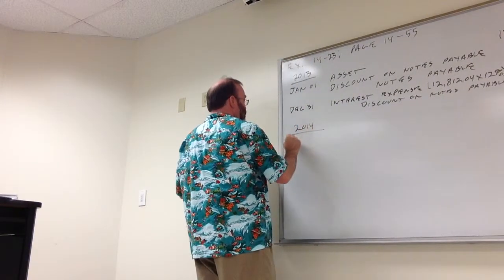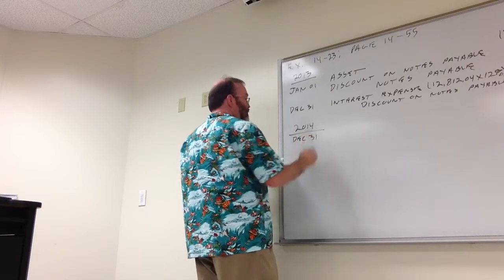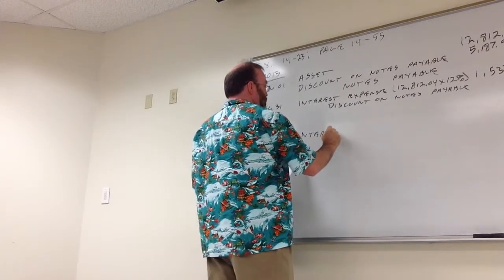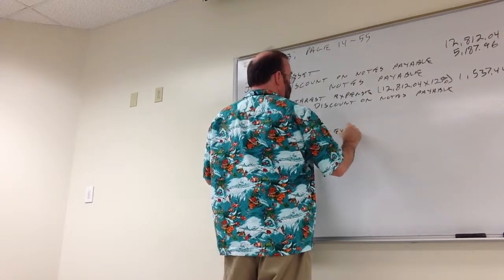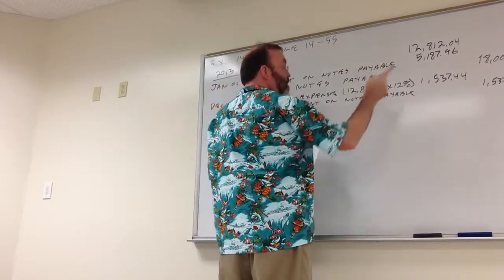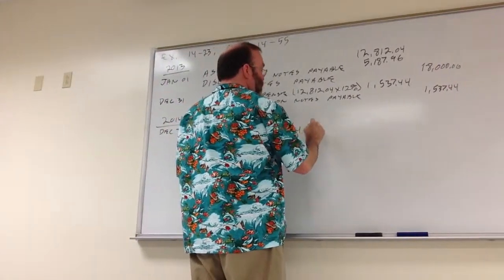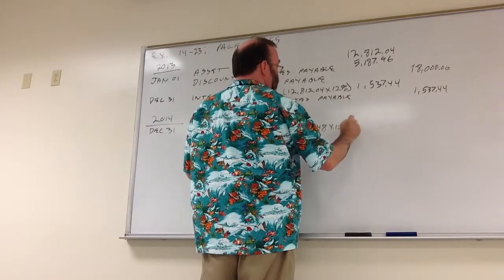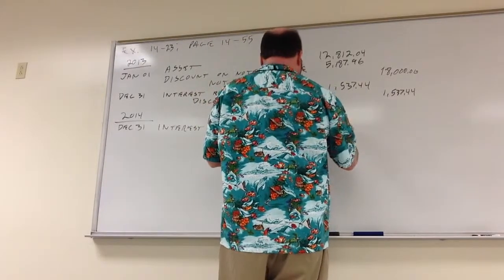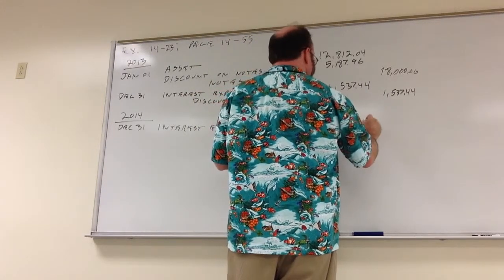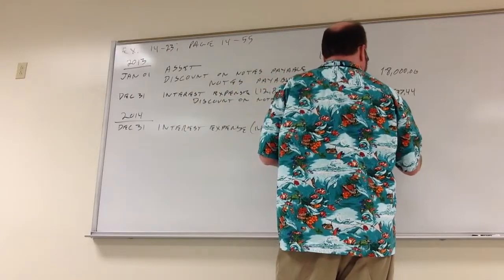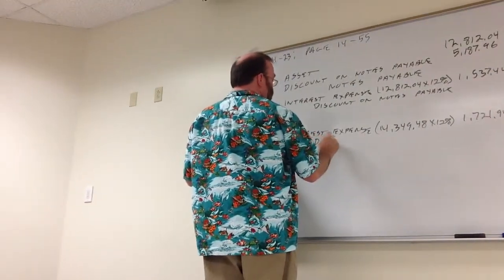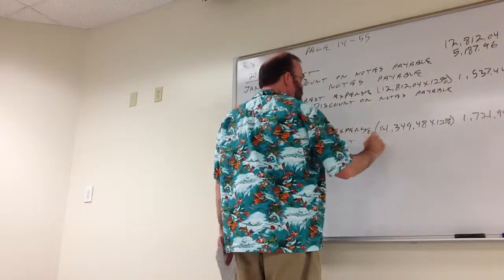2014. On December 31st, repeat the process. Interest expense. Only now we take the $14,349.48 and multiply it by 12%, which gives us $1,721.94. And the credit is to discount on notes payable.